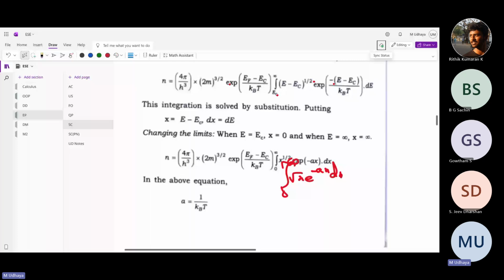Similarly, you change x and dx, and you have to change the limits. What happens when E becomes Ec, because the lower limit is Ec? In that case, x becomes 0, beautifully. What happens when E becomes infinity? In that case, x also becomes infinity. That's it, the E variable is changed by that simple substitution of limits. So 0 to infinity, x power 1 by 2 e power minus x dx. This is the general form. And on comparison also, I get that a.